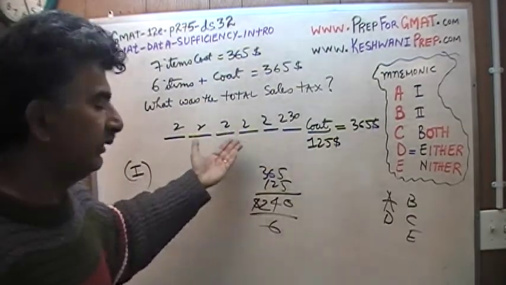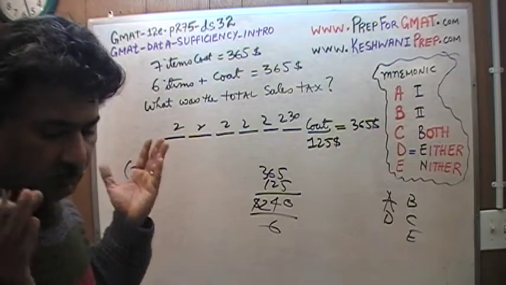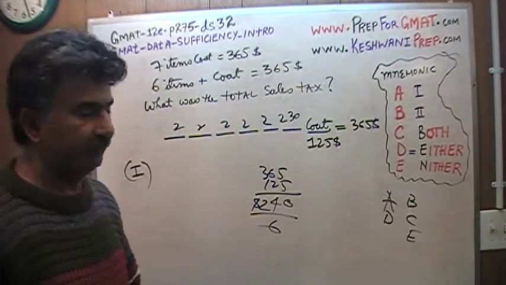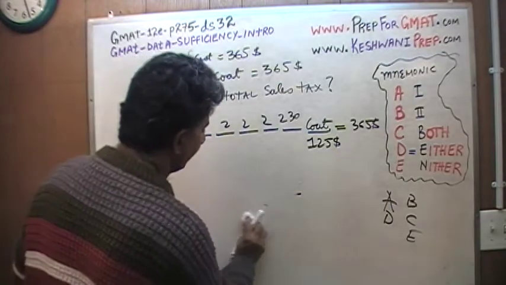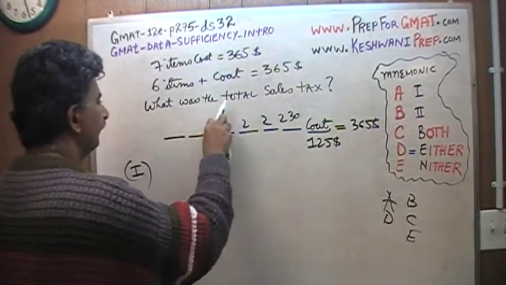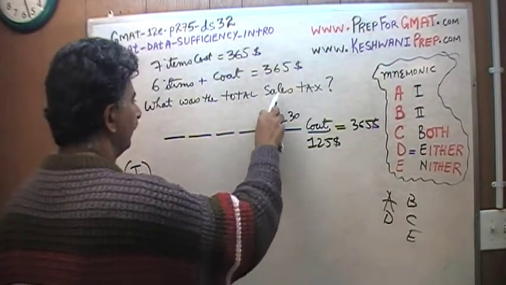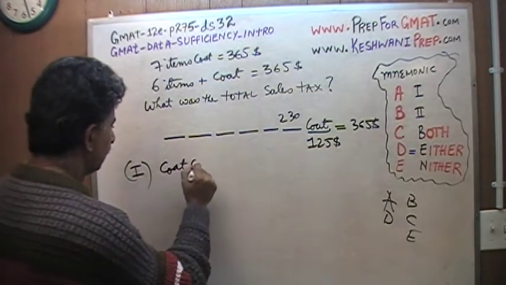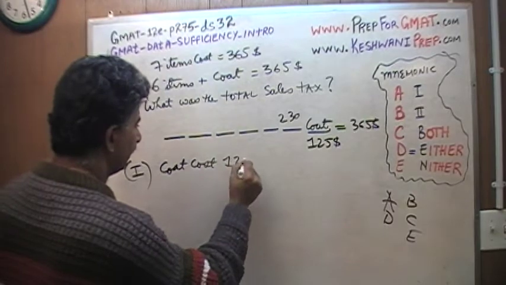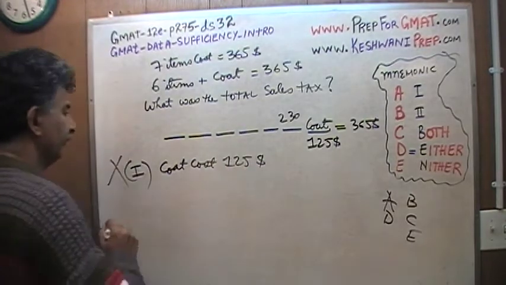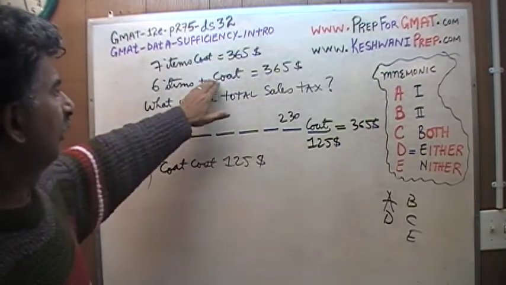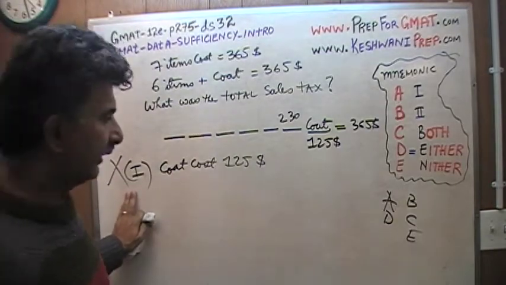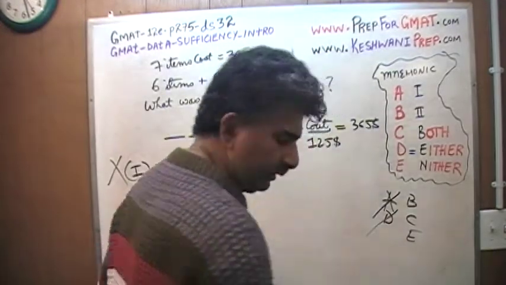We do not know how many of the items are costing over $100, and we don't know what exactly the prices of those items are. So we cannot figure out the sales tax. Impossible. Simply telling me that the code cost $125 is not enough to answer the question, what is the total sales tax on all the items that were bought? Since statement 1 by itself is not enough, answer cannot be A, nor can it be D.